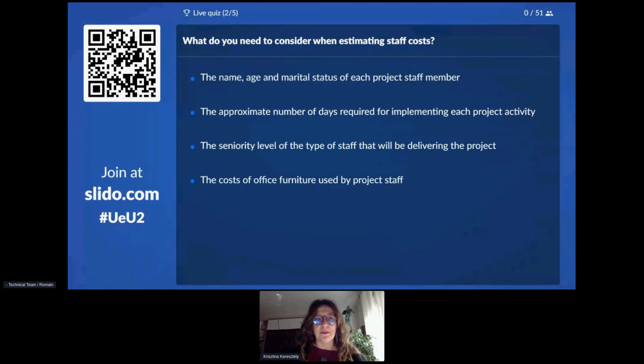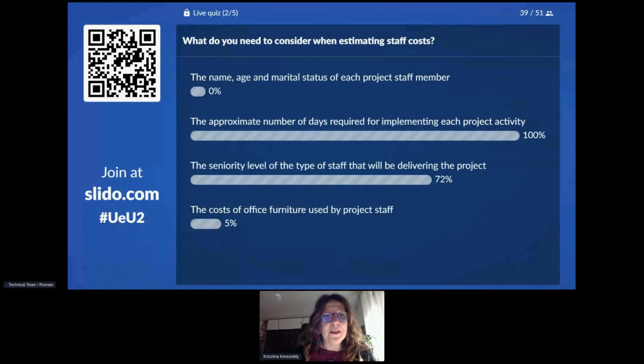Name, age, and marital status of each project staff member; the approximate number of days required for implementing each project activity; the seniority level of the type of staff that will be delivering the project; or the cost of office furniture used by the project staff. Okay, thank you very much. So yes, again, you found it. The approximate number of days required for implementing each project activity.